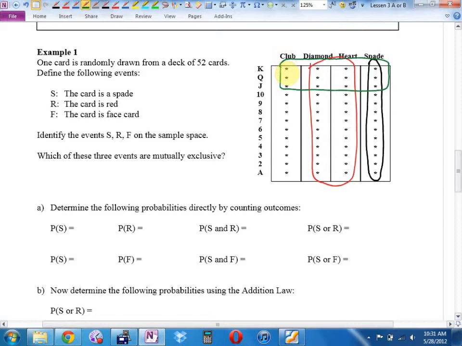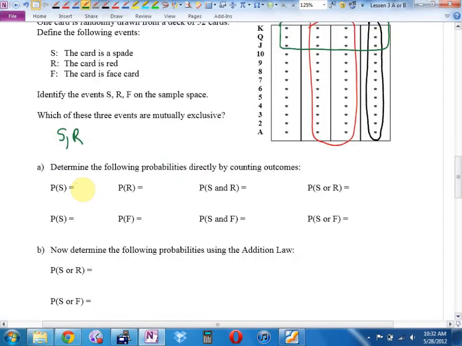Can you see now which of these events are mutually exclusive, which of these events have no overlap? Event S and R, event S and F, event R and F. Which pair, there's only one pair, has no overlap? Can't be a spade and red at the same time, right? Could you have figured that out on your own without a deck of cards in front of you, Cassandra? I hope so. Some of the basic ones we can figure out.